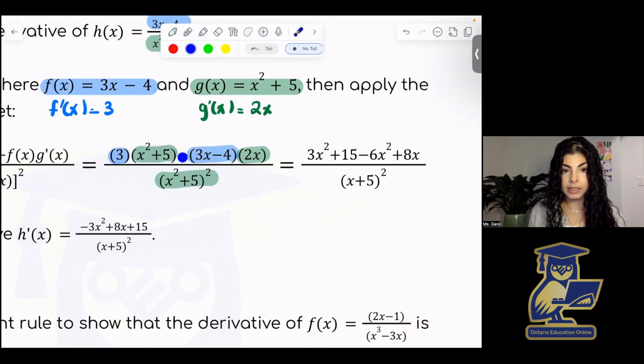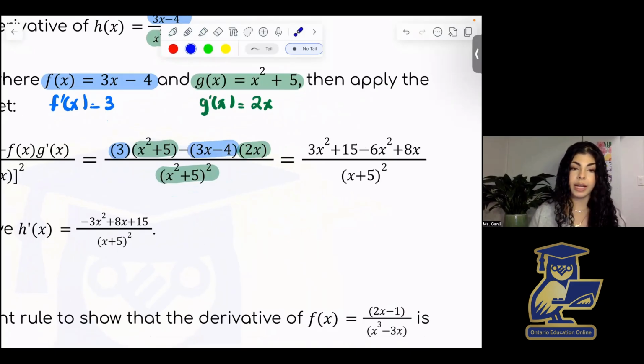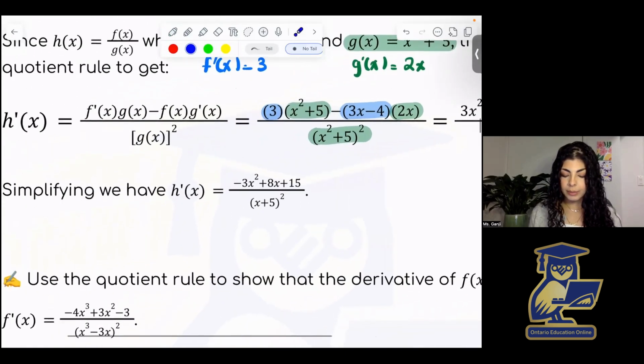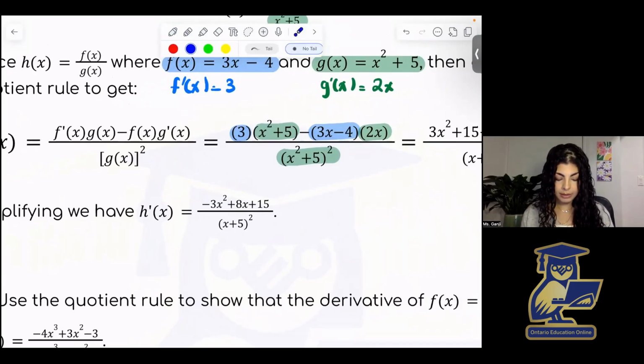And don't forget, when you're distributing or expanding this, you get 6x squared minus 8x, but you had that negative in there as well. So you have to account for the negative there. And now simplifying, we're left with this expression right here. And that's all we had to do.